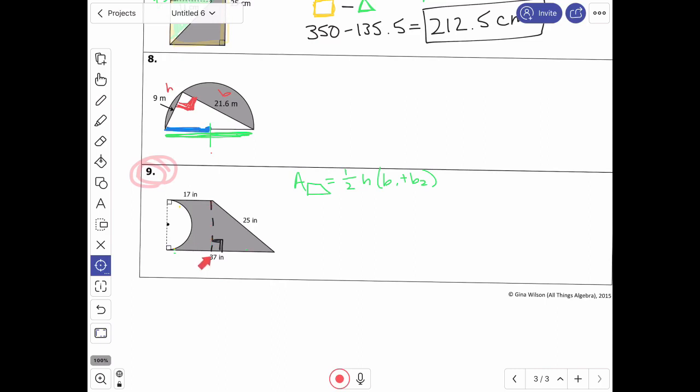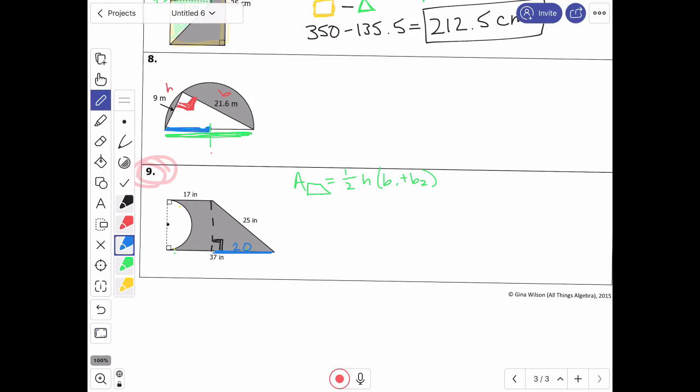And so I know my hypotenuse is 25 inches. I know this entire side is 37, but I really just want this part of the triangle. I don't want the whole thing. So I'm going to have to subtract this almost rectangle part of the entire trapezoid. So 37 minus 17 to just get this part of the triangle, which is 20.